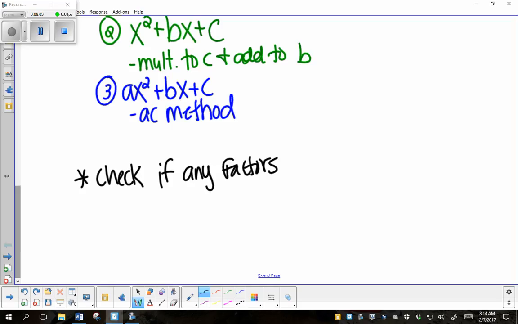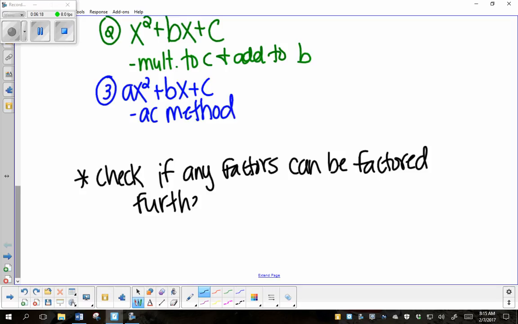So check if any of your factors can be factored anymore. Because a lot of times you guys are leaving something on tests that could be factored, like you could pull something out of it. So you have to factor everything as much as you possibly can. So this is like your big chart. Here's how to factor things in general.